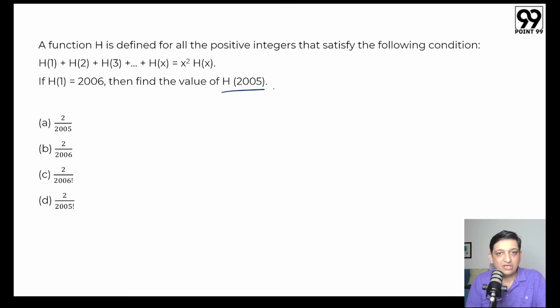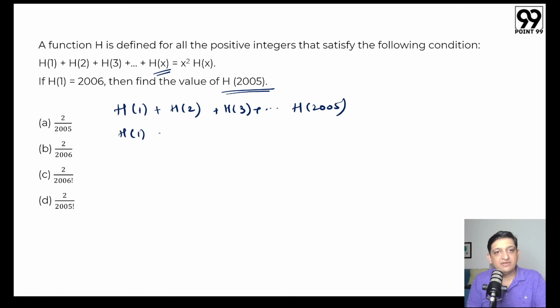Now if I want to find h 2005, I will need to find out the sum till 2005, and then I will have to subtract the sum till 2004. So that is something that I will be able to do. So in effect, I will have to figure out two values: h1, h2, h3 till the time you reach h 2005.